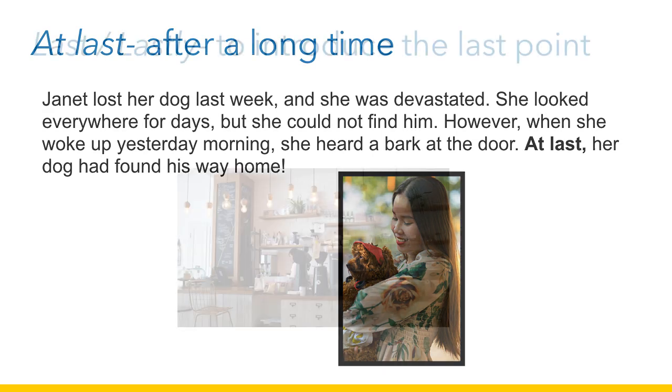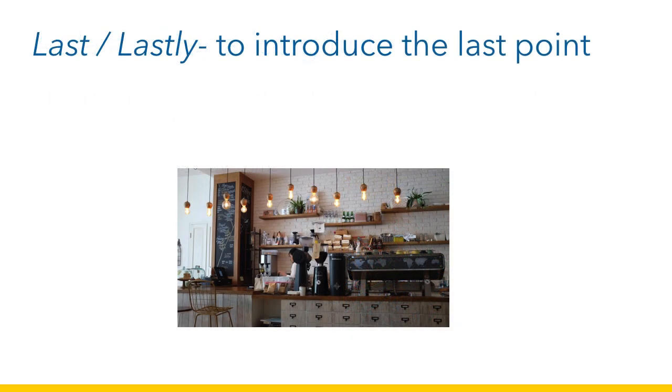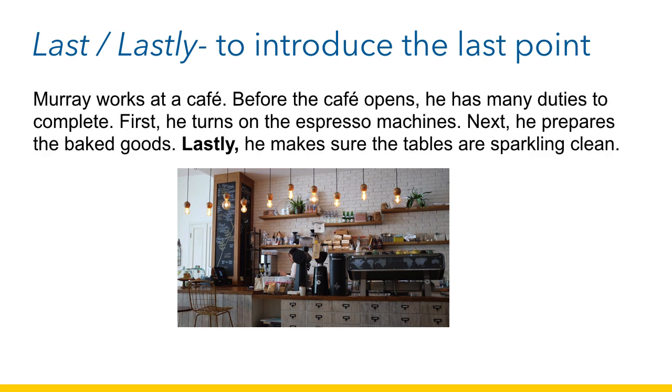But that's different from last or lastly. Last and lastly are what they sound like. They're to introduce the last point. Murray works at a cafe. Before the cafe opens, he has many duties to complete. First, he turns on the espresso machines. Next, he prepares the baked goods. Lastly, he makes sure the tables are sparkling clean. Here, lastly shows that we are talking about the last event in a series of events. This is different from at last. So here, you would not use at last.